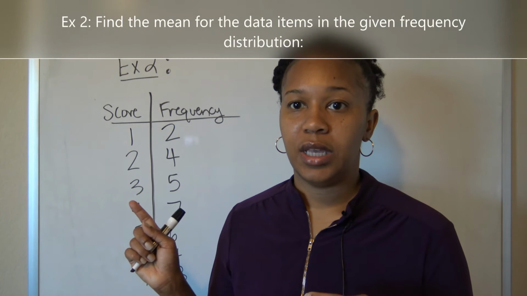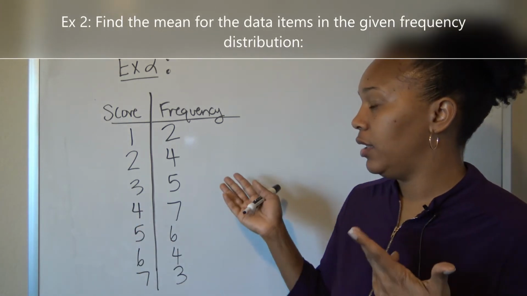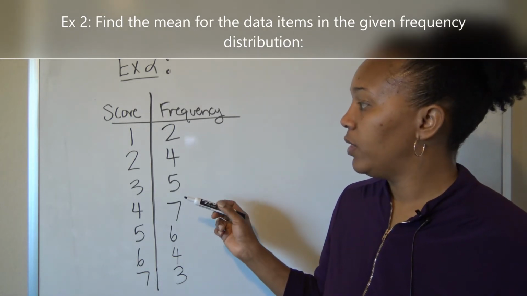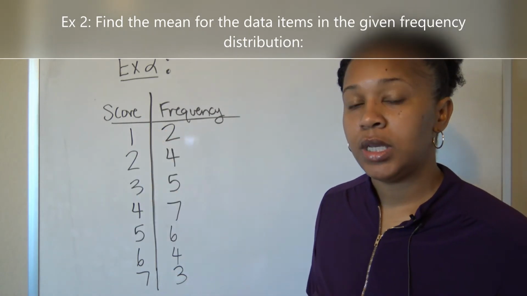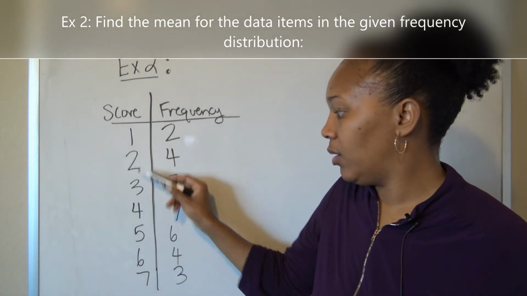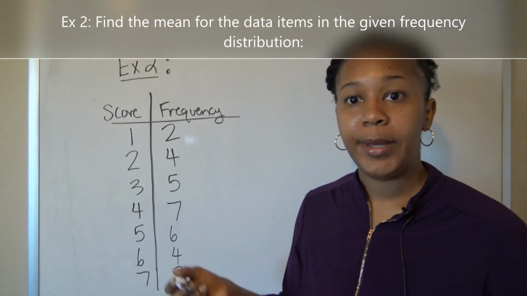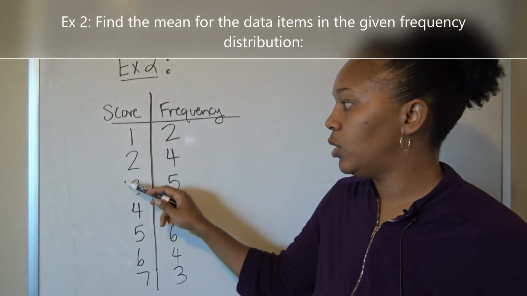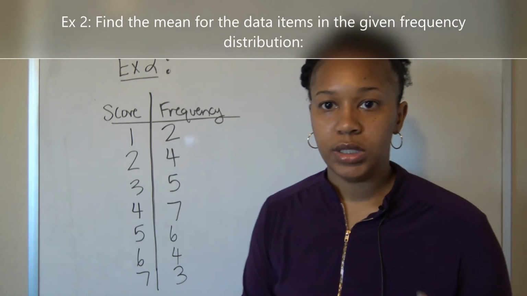For this second example, what we want to do is find the mean of the data set, and the data set is given as a frequency distribution, okay? So remember with the frequency distribution, each of these on the left side are your data points. So our data set actually contains numbers 1 through 7. And then these numbers in the right column represent how many times you have each of those data points. So in our data set, we actually have 2 1s, we have 4 2s, we have 5 3s, 7 4s, and so forth.